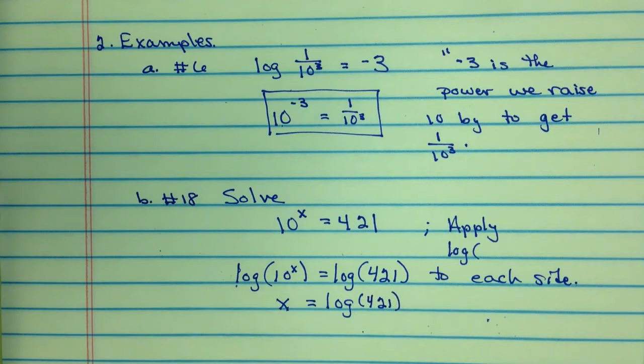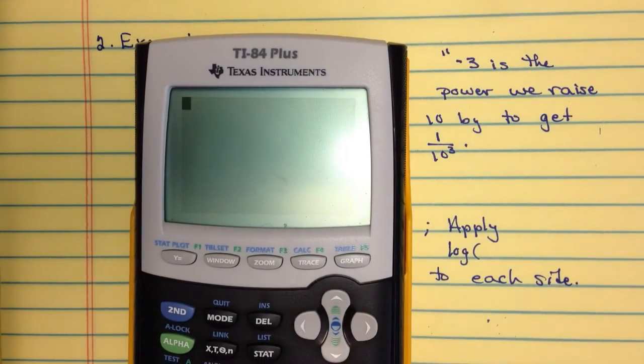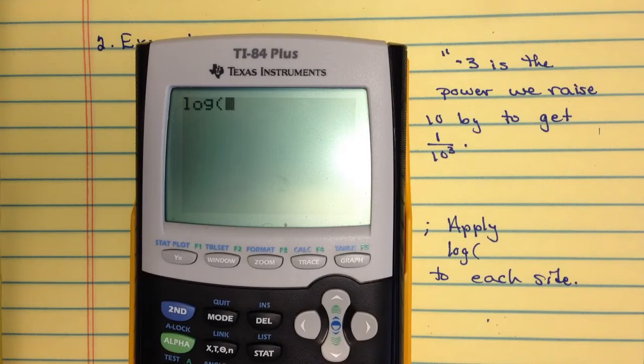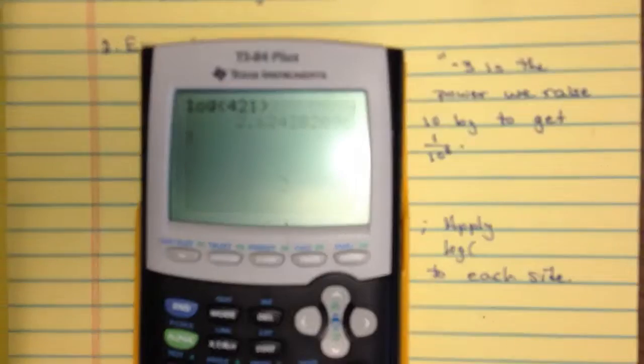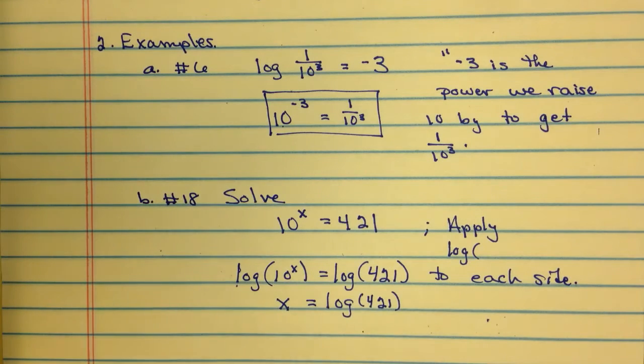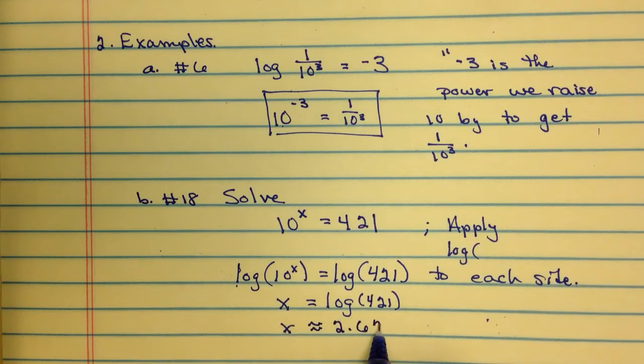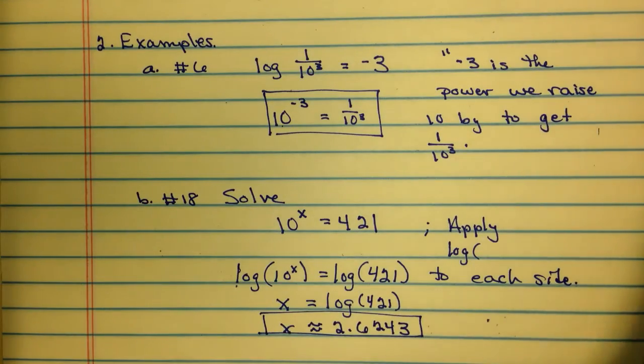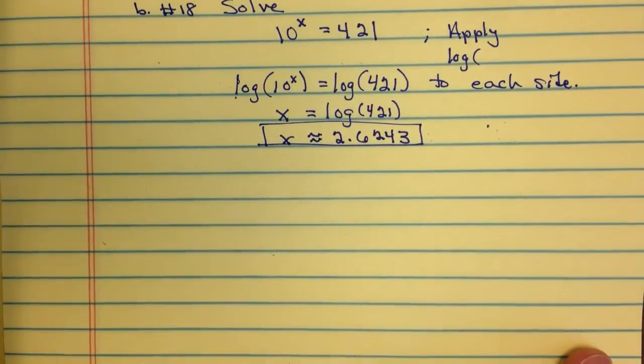Now we take our calculator and press log. Log is the button next to 7. Enter 421 and press enter. That gives us our approximation, 2.62428, so we'll round that to 4 decimal places. So x is approximately 2.6243. Okay? So that's how we do those. Not too difficult at all. All right, let's try another one. Little c.